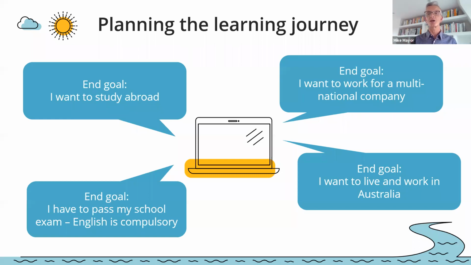These were just some of the ones that I put up, and I think that you have also suggested. Students want to study abroad. They want to work for a multinational company where English is the form of communication. They want to live abroad, so they want to emigrate to an English-speaking country. And maybe they're not super motivated. Maybe they're still in the K-12 system, but they want to pass their exam at the end of the year because English is compulsory. So those are just some of the goals.